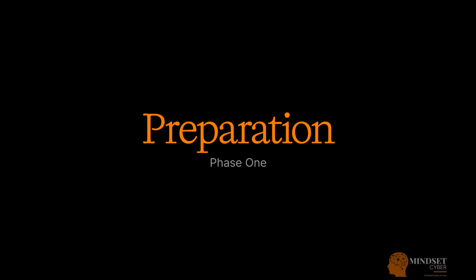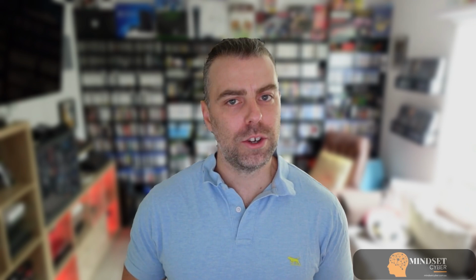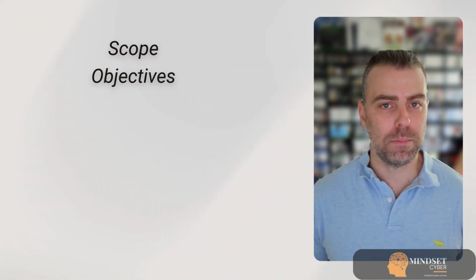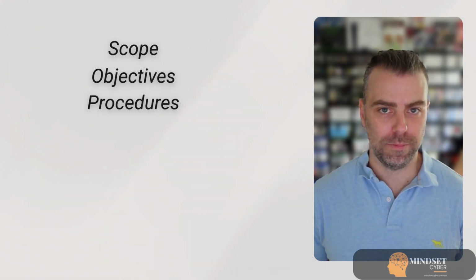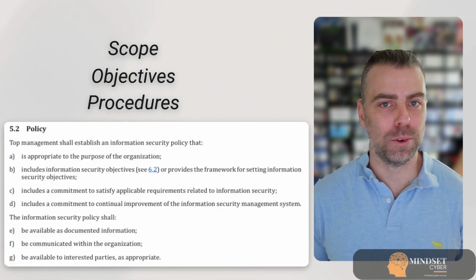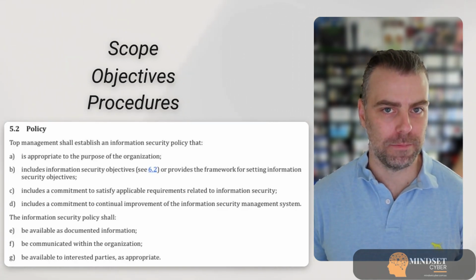Phase 1, preparation. This is where it all starts, before anything goes wrong. You'll need a documented incident management plan. This plan should spell out your scope, your objectives, and most importantly, your procedures. ISO 27001 says that it has to be formal, approved by management, and part of the wider ISMS.